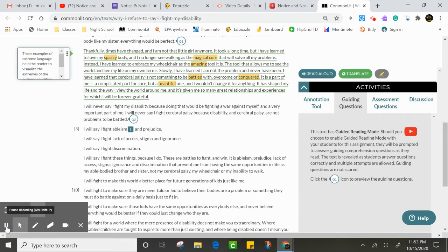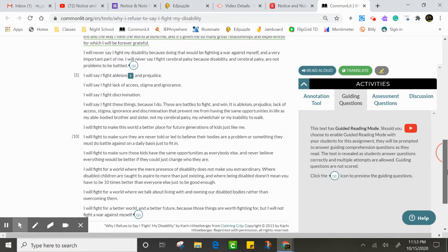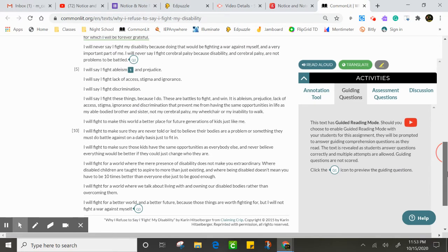So the annotation that I put in here says, these examples of extreme language help the reader to visualize the extremes of the author's condition by leaving little room for doubt. All right. So let's continue reading here, and then I will get you to our next annotation that we're going to add in here.